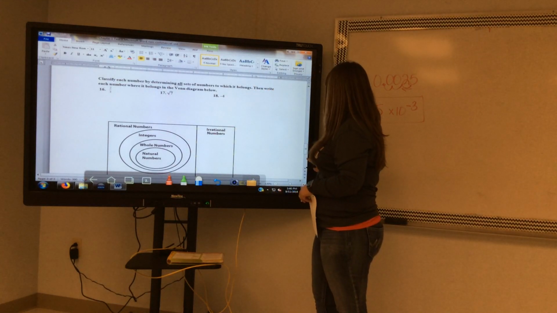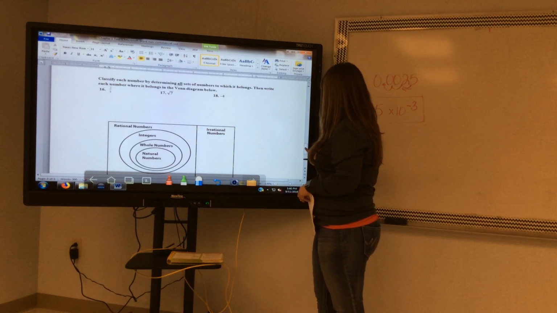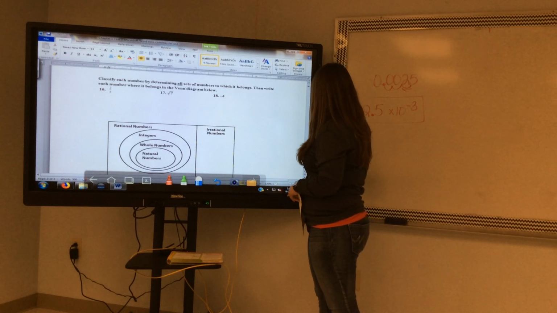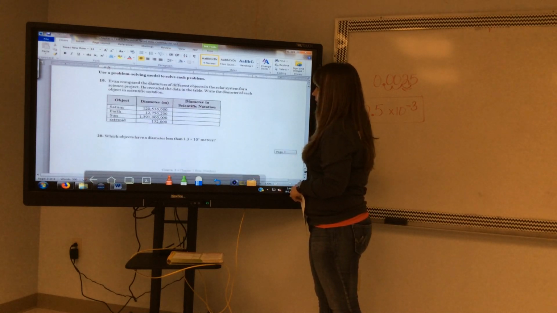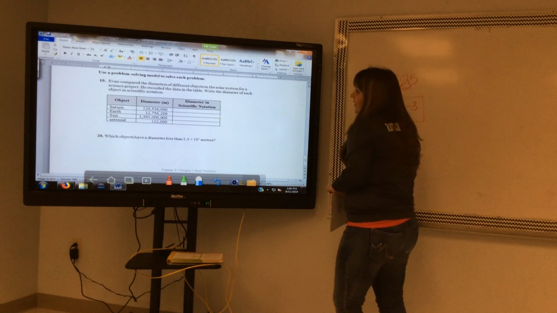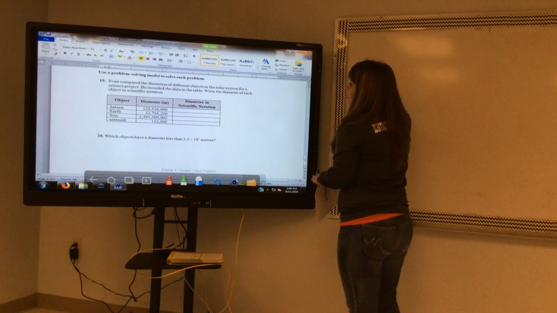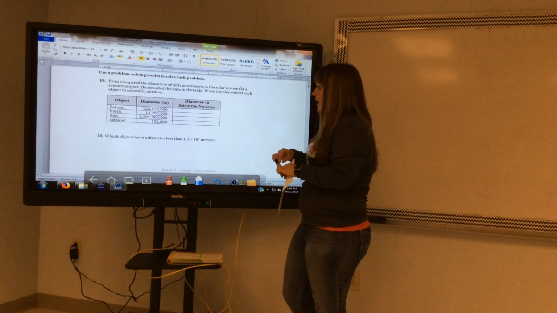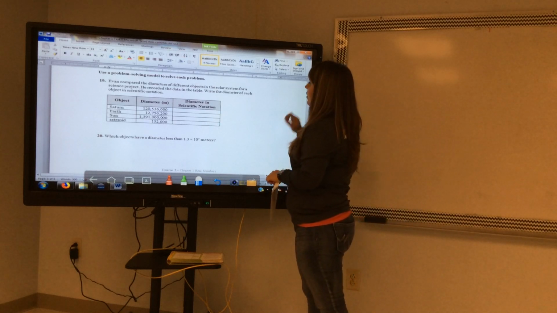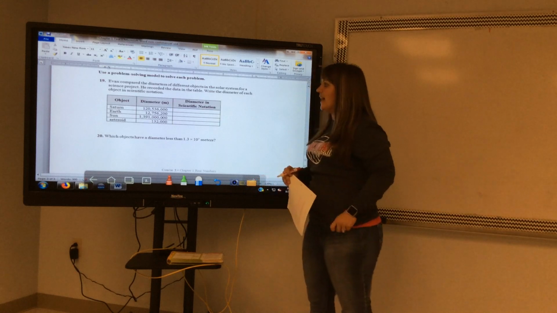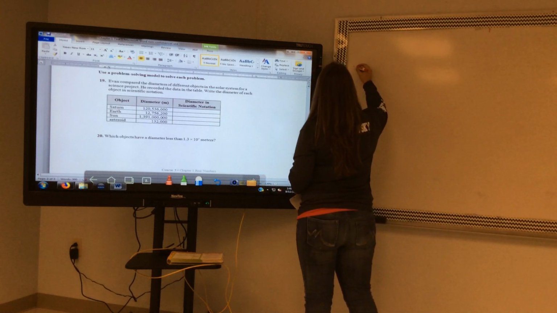Moving right along to number 19 and 20. Number 19 says, Evan compared the diameters of different objects in the solar system for a science project. He recorded the data in the table. Write the diameter of each object in scientific notation. So first we have Saturn.